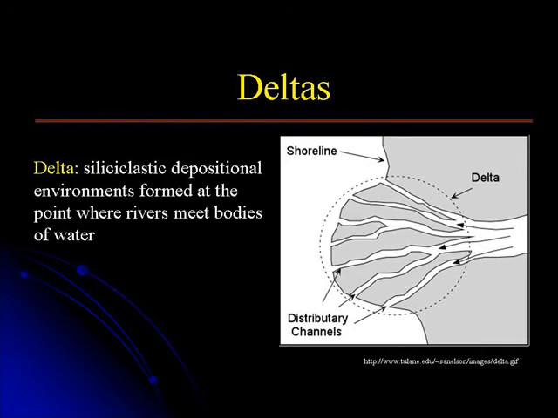Deltas occur where rivers meet the sea, and basically what happens is you have a confined flow, which is the way the water is flowing within a river, and it's moving relatively quickly. As it moves from high terrains to low terrains, it picks up material. Coarse stuff is transported along the bottom as the bed load. Finer stuff is transported in suspension.